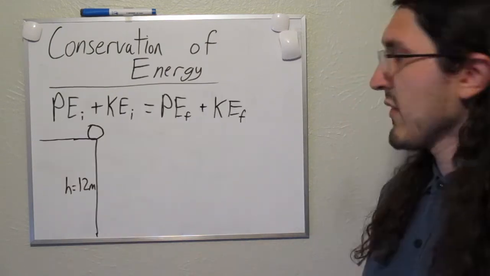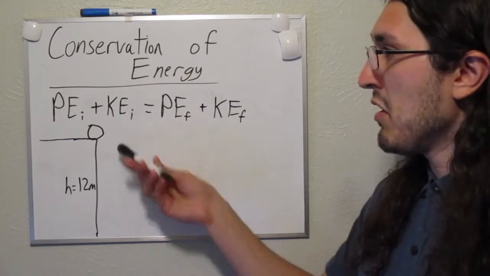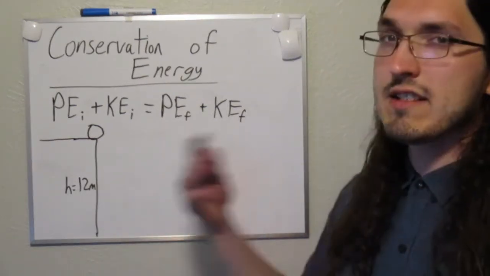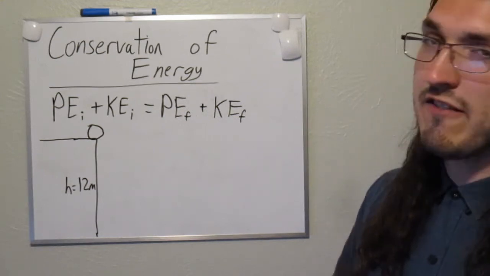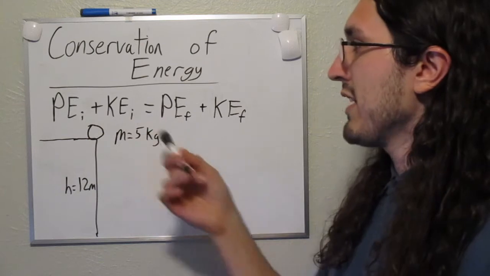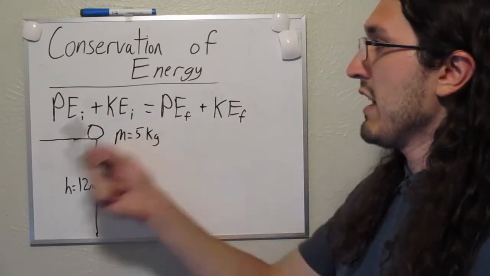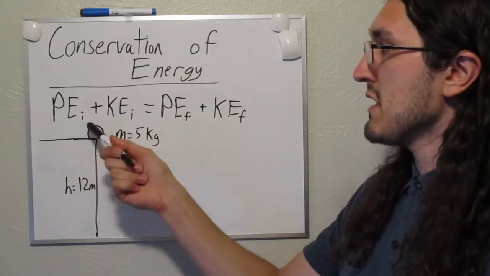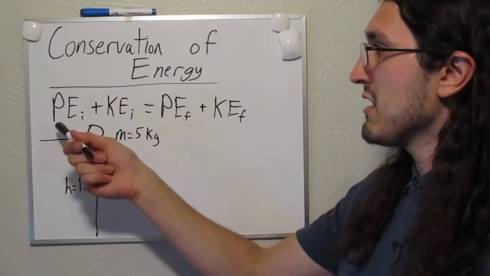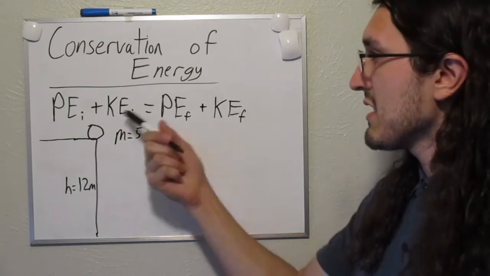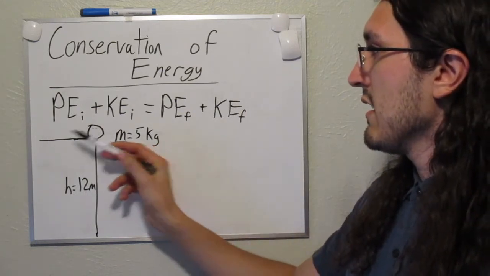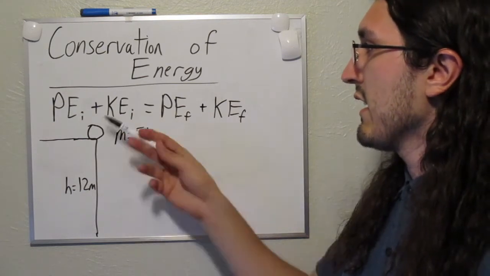Next I'm going to go through a common example that you might see where you can use this equation. Here we have a ball sitting on the edge of a cliff that has a height of 12 meters, and we can say this ball has a mass of 5 kilograms. Let's say we wanted to test this equation to make sure that the energy before it falls is equal to the energy after it falls. So first we're going to find the energy before it falls, the initial state of the ball.